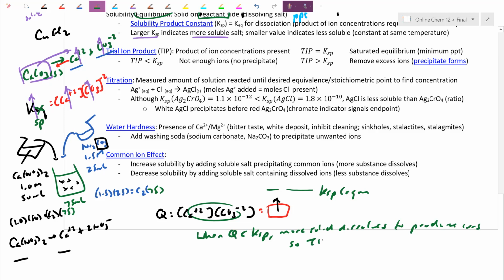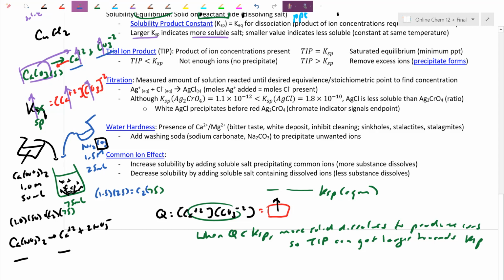So this Q value, also called TIP, can get larger towards KSP. So we're starting to use this KSP here as my test value. That's what it should be when in equilibrium. If my Q value isn't big enough, then any additional solid that I have, maybe I had tossed in a little bit more solid, well, it's going to naturally break up to form more ions to try to bring up this Q value.